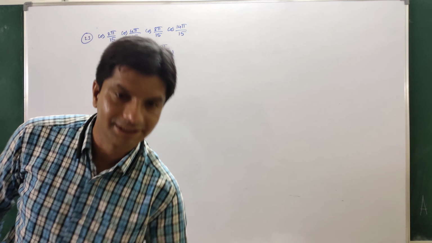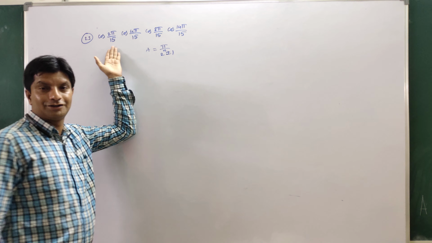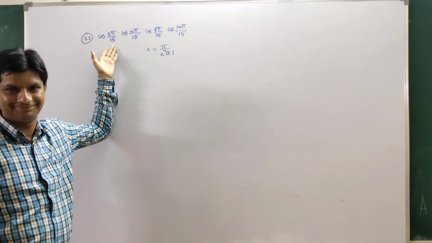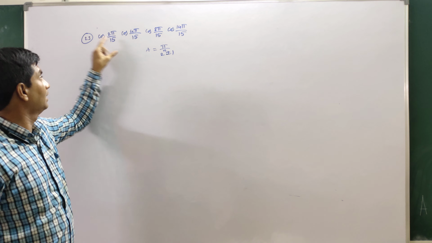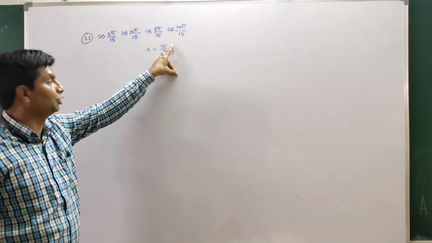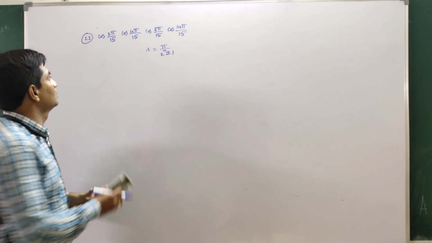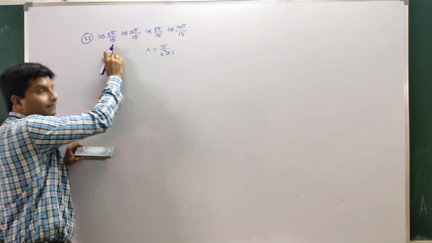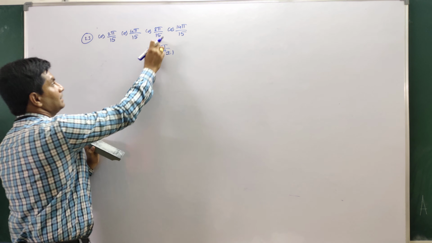But here, see, the starting angle is 2 pi by 15. So don't take 2 pi by 15 as A. Understood now? Because 2 is there, we should have the numerator be pi. Remember that. So that's why I am not taking this as A. This also we cannot take as A. This also we cannot take as A.